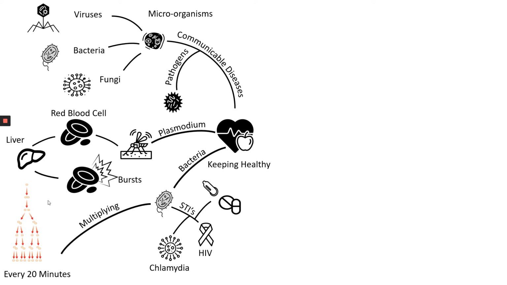Now, bacterial infections are also things like STIs, sexually transmitted infections. These are things such as chlamydia and HIV. Now, we can prevent these things from happening by using things such as a barrier method, like a condom, to prevent the bacteria being transmitted from person to person. And we can also use medications to treat the infections after.